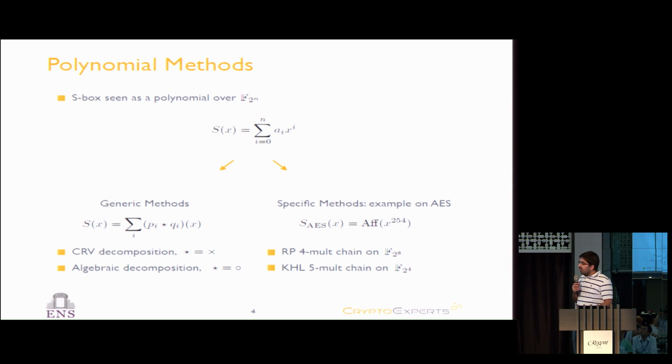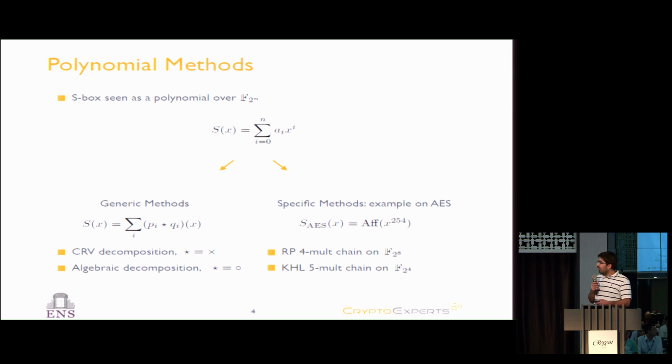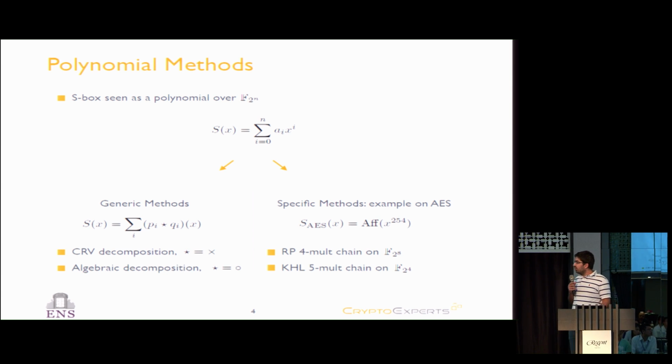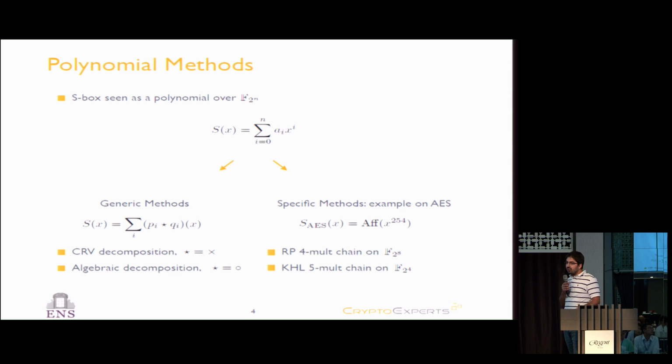You have two problems. Either you want to decompose a generic S-box, so any random S-box, and you will look at it like this. The two main solutions proposed are the CRV decomposition, where the nonlinear operations are secure field multiplications, and the algebraic decomposition, where the nonlinear operations are compositions of algebraic degree 2 functions.